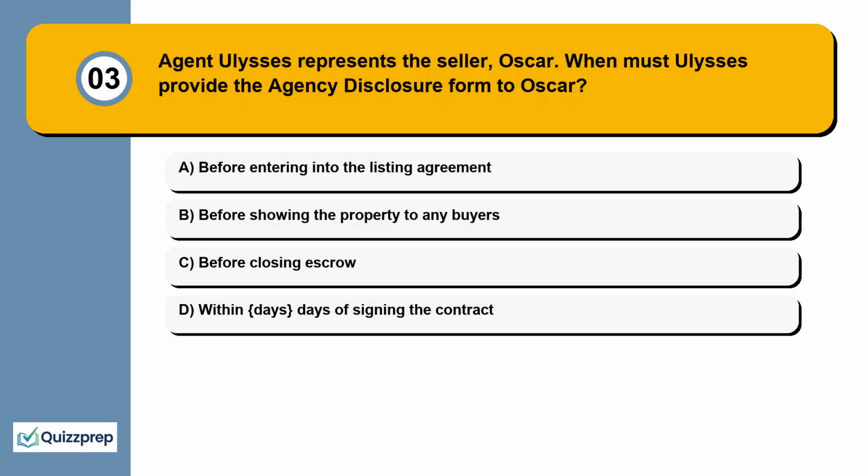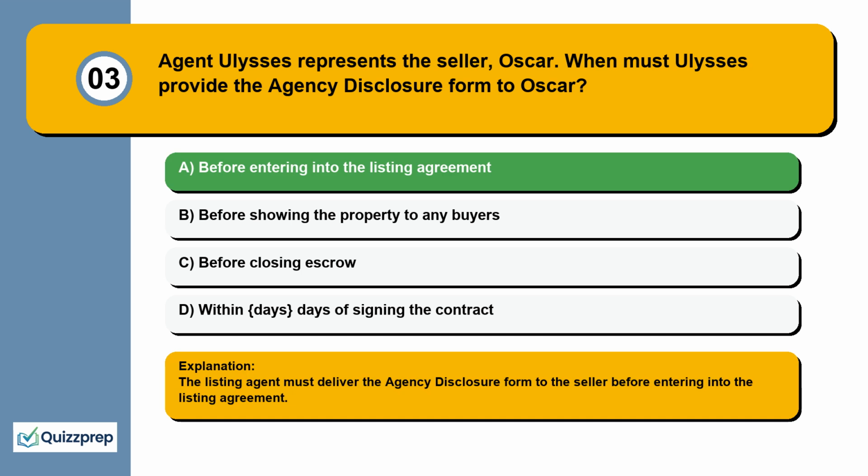Question 3. Agent Ulysses represents the seller, Oscar. When must Ulysses provide the agency disclosure form to Oscar? Before entering into the listing agreement, before showing the property to any buyers, before closing escrow, within days of signing the contract.